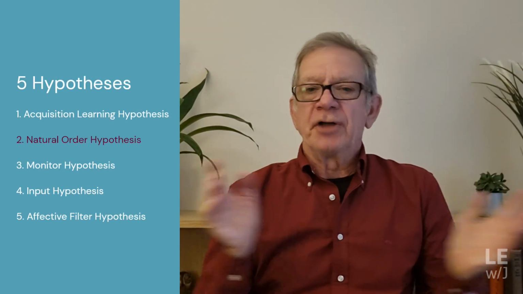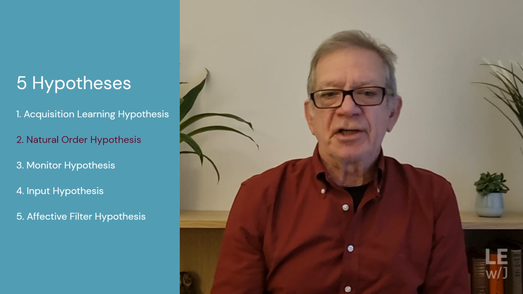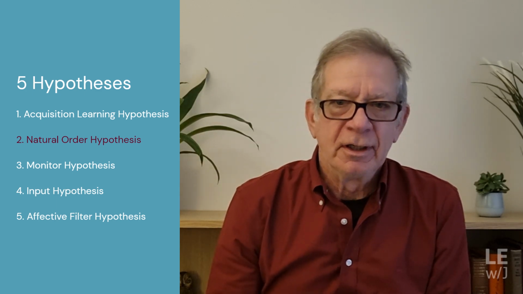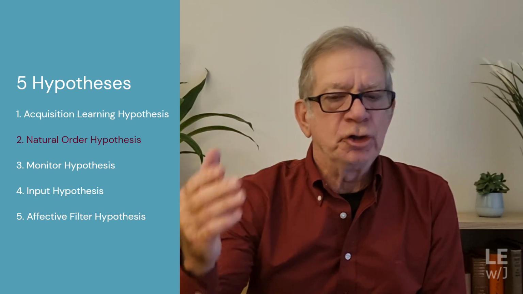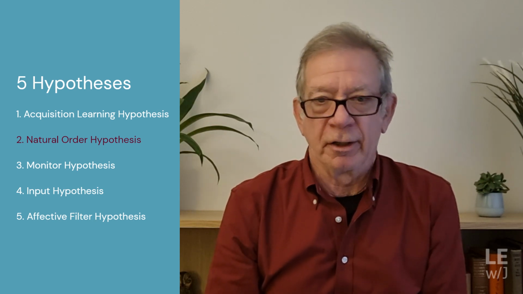The second part of Dr. Krashen's theory, the natural order hypothesis, suggests that every language has a natural order in which it is acquired. That means that the order in which you acquire a language does not depend on you, the individual person. It depends on the language that is being acquired.